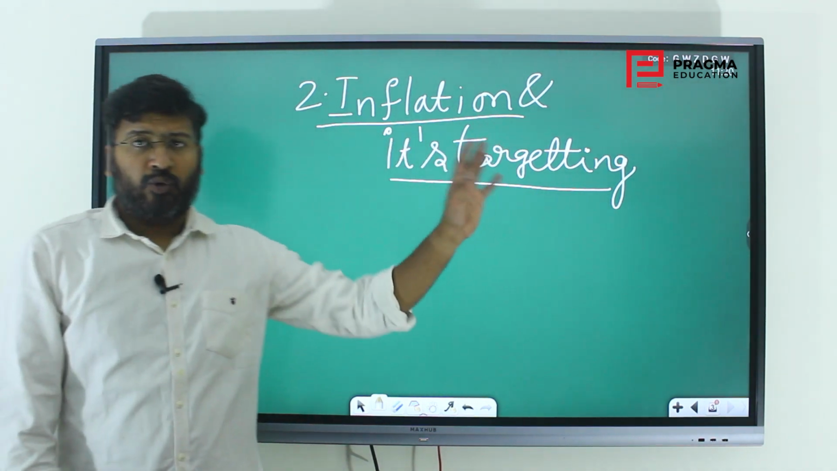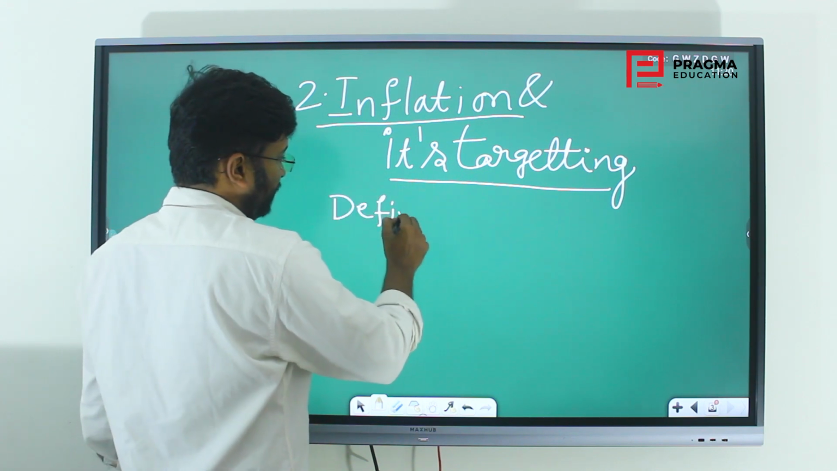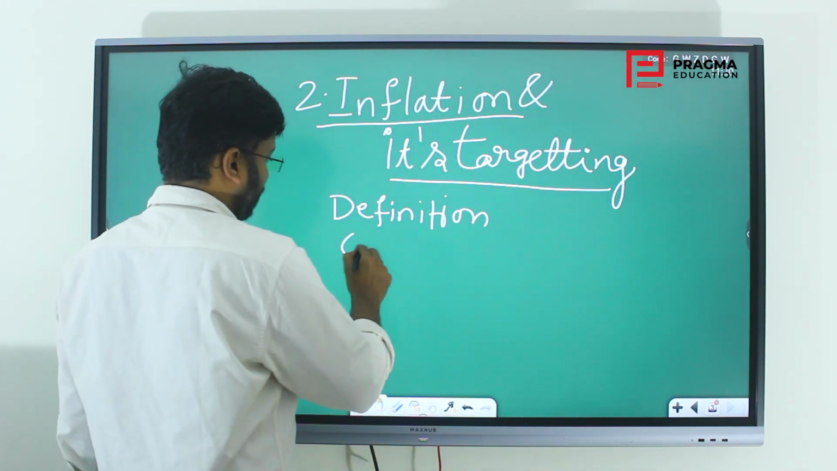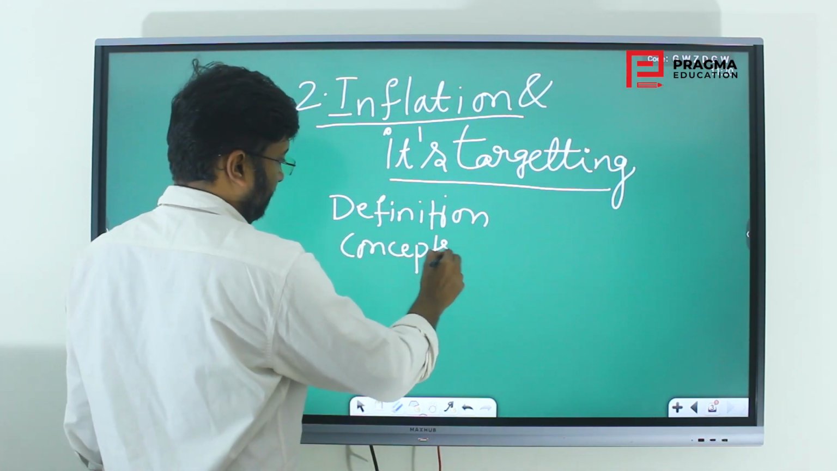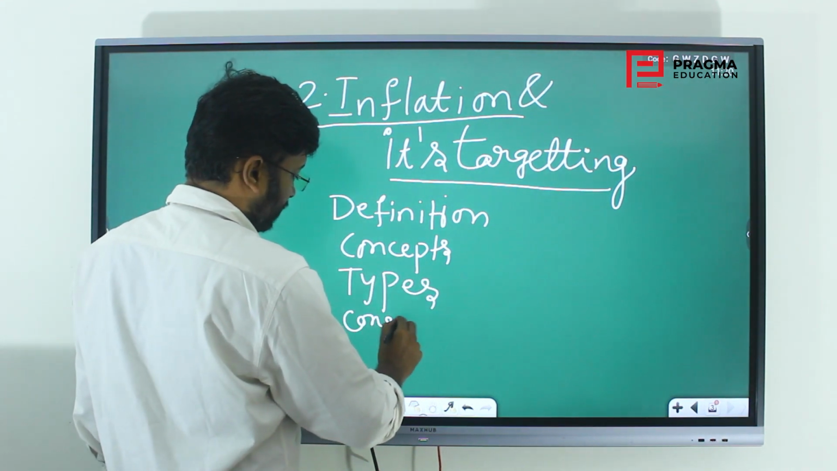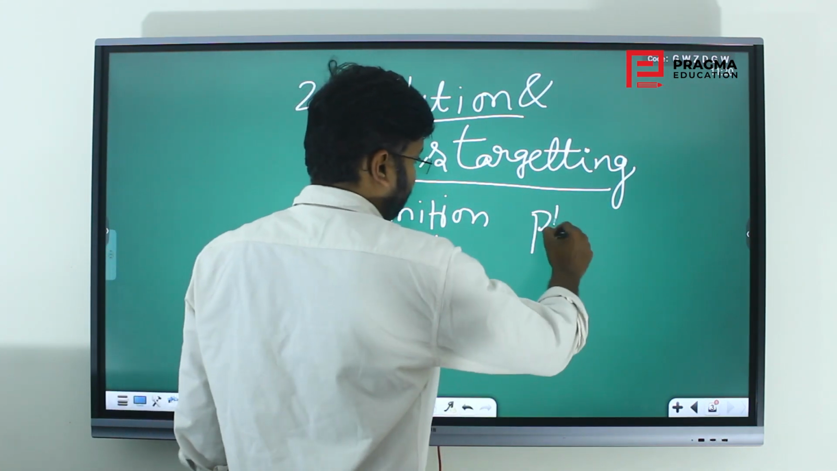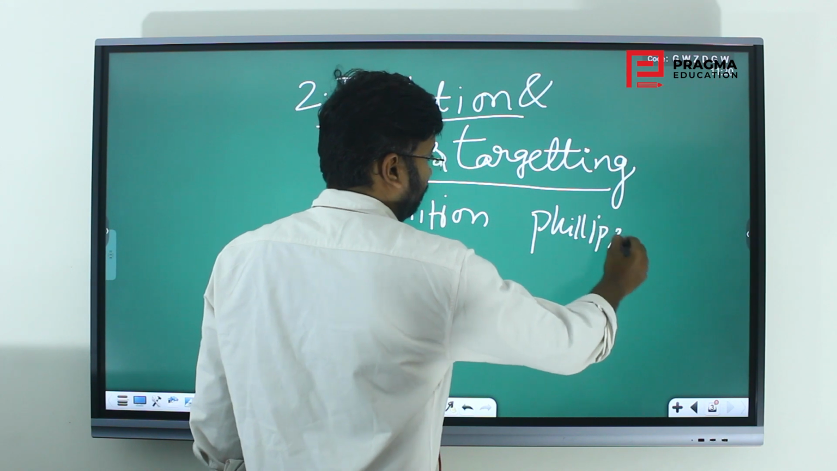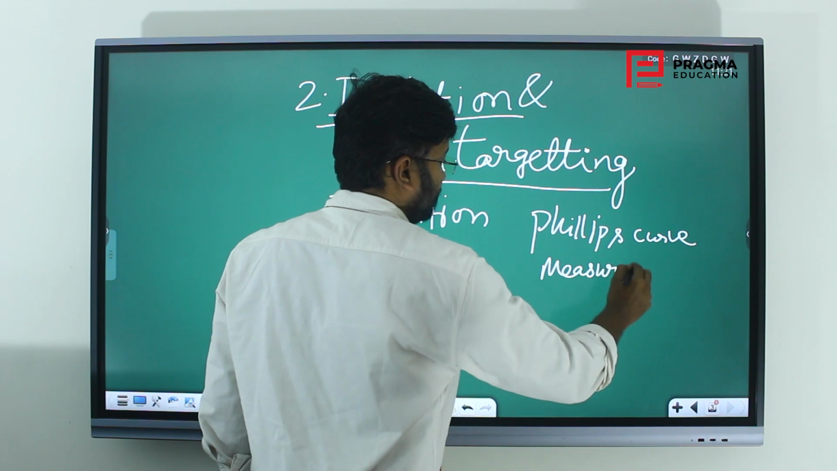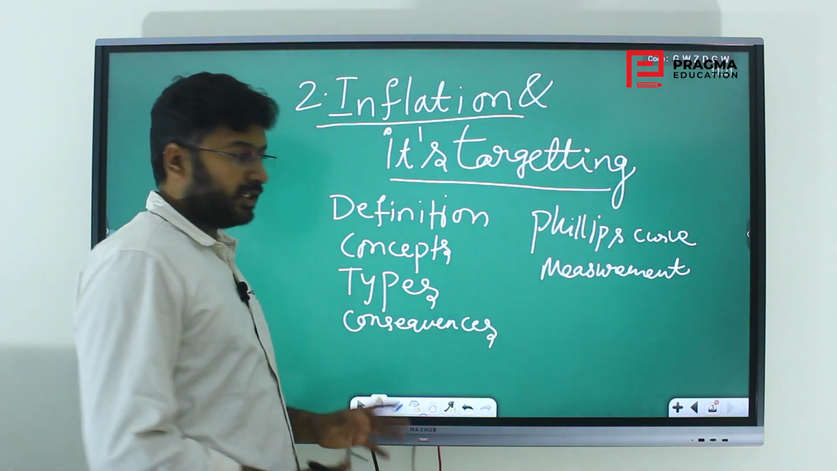So we will be looking into what inflation is, how it is defined, and what is the concept behind the same, as to when the inflation will kick in, what are the factors and what are the factors comprised of, the concepts. Next, the types of inflation we will be looking at, then the consequences of inflation. Next, Phillips curve, measurement of inflation, that is CPI, WPI, how the inflation is measured.